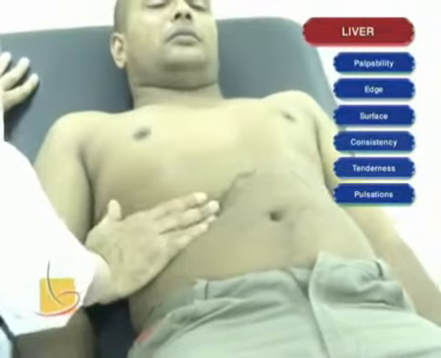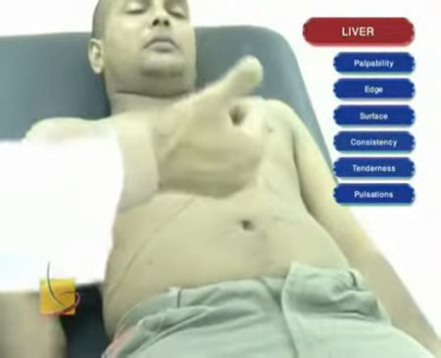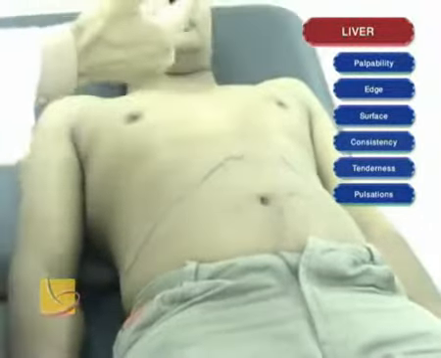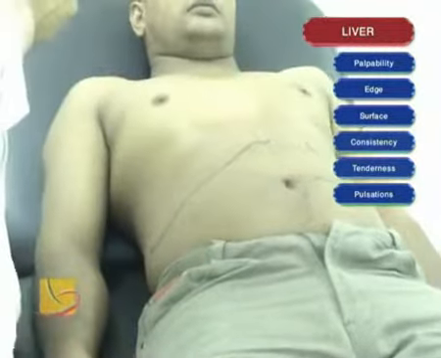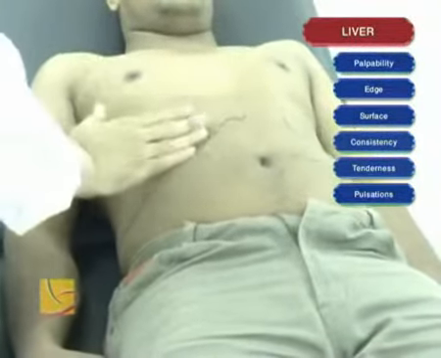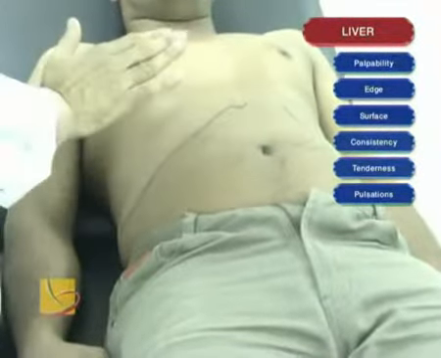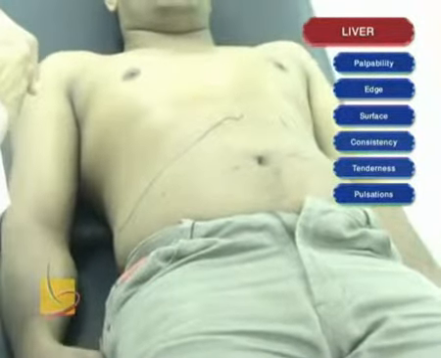Consistency: you have to apply a little pressure to get an idea about consistency. Soft, very difficult to feel. Firm, which is the most likely finding in patients with liver cirrhosis or fibrosis, and hard may indicate malignancy. And tenderness, you have to look at the face. And pulsations, in the way which I just described.